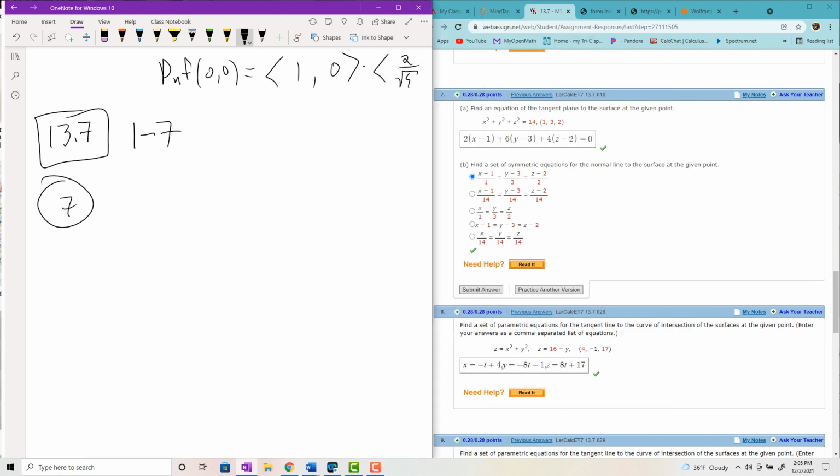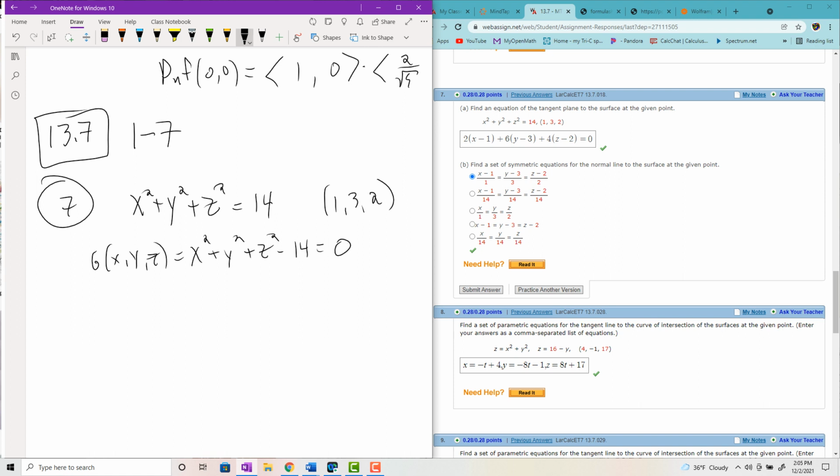So I want to find the equation of the tangent plane to the surface x squared plus y squared plus z squared equals 14, so a sphere, at the point (1, 3, 2). So I need the gradient of this thing. You can consider this as a 3-variable function. That's what you're going to have to do. x squared plus y squared plus z squared minus 14 is 0. And then the gradient of g will be your normal vector.